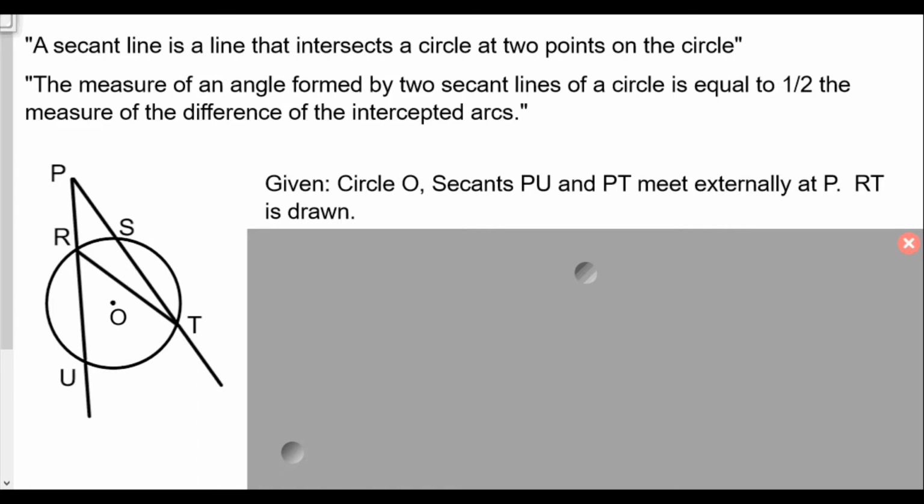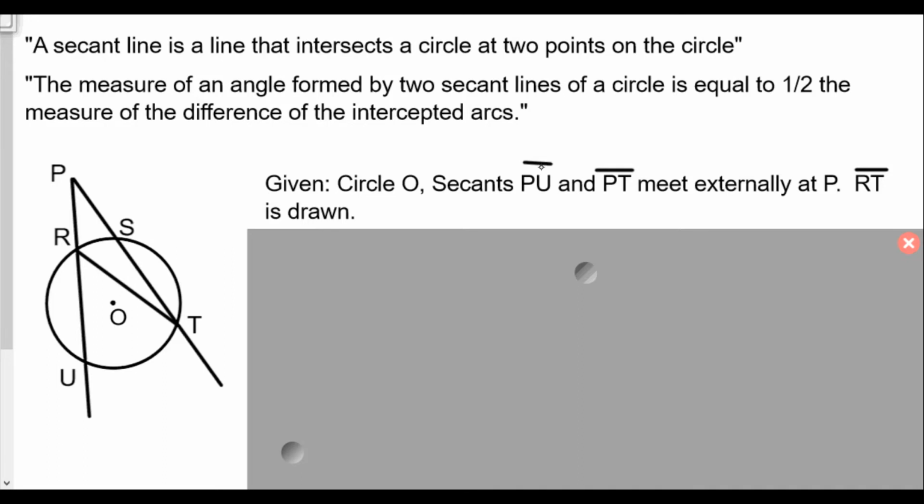So the measure of an angle formed by two secant lines is equal to 1/2 the measure of the difference of the intercepted arcs. Let's go over this one. We'll have the same diagram: circle O, secants PT and PU, I'll put the little hats on there, 1 hat and 2 hats, and they meet externally at P. Now the extra thing is that RT is drawn. So I'm going to draw a line segment RT, and of course, 2 points can be used to construct any line segment.